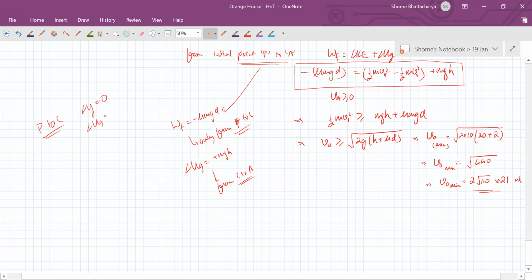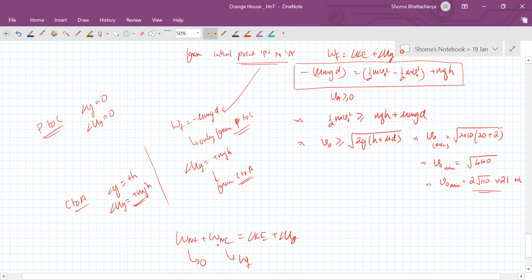So delta U is zero. And then C to A, the vertical displacement is plus h. So delta U is plus mgh. Mg is the internal conservative force. So here, work done by external forces plus work done by non-conservative forces is change in kinetic energy plus change in gravitational potential energy. This is not something else, this is the work done by friction.